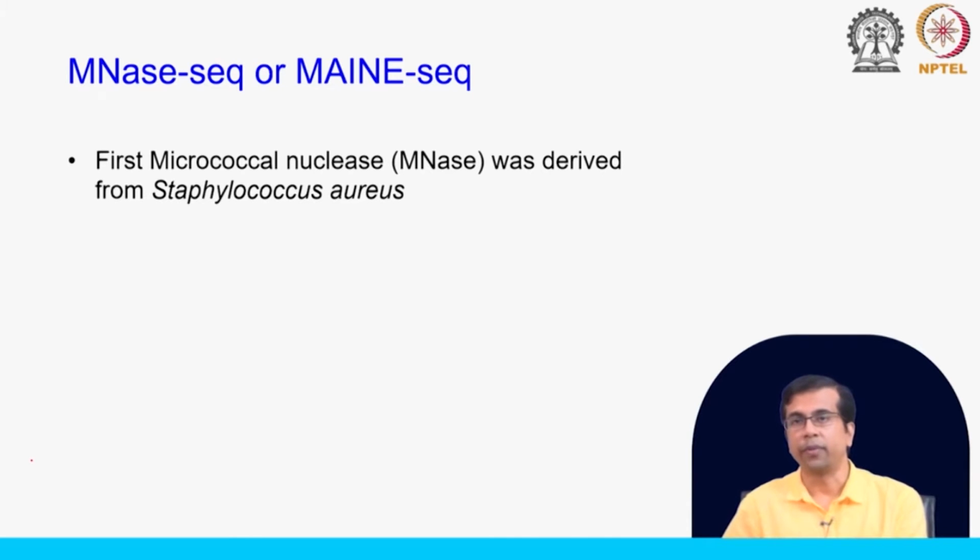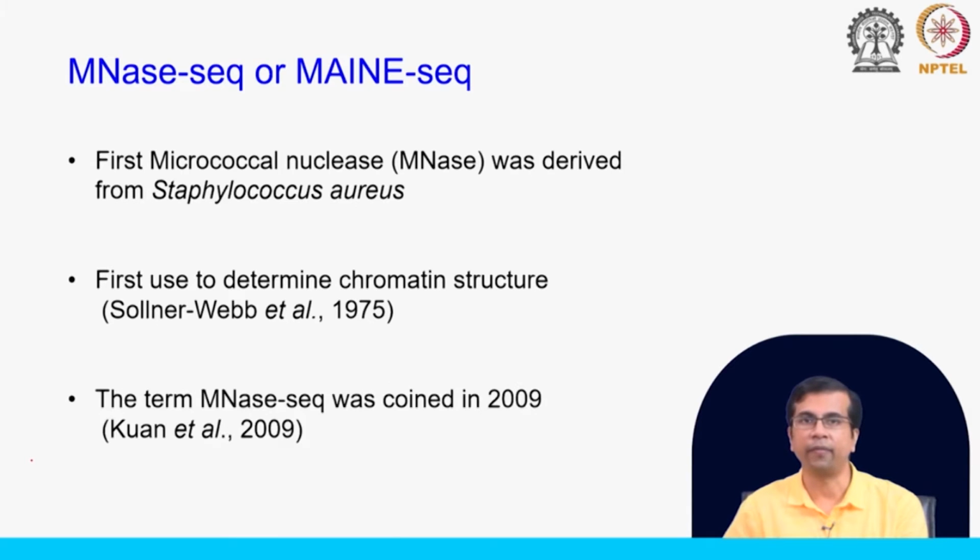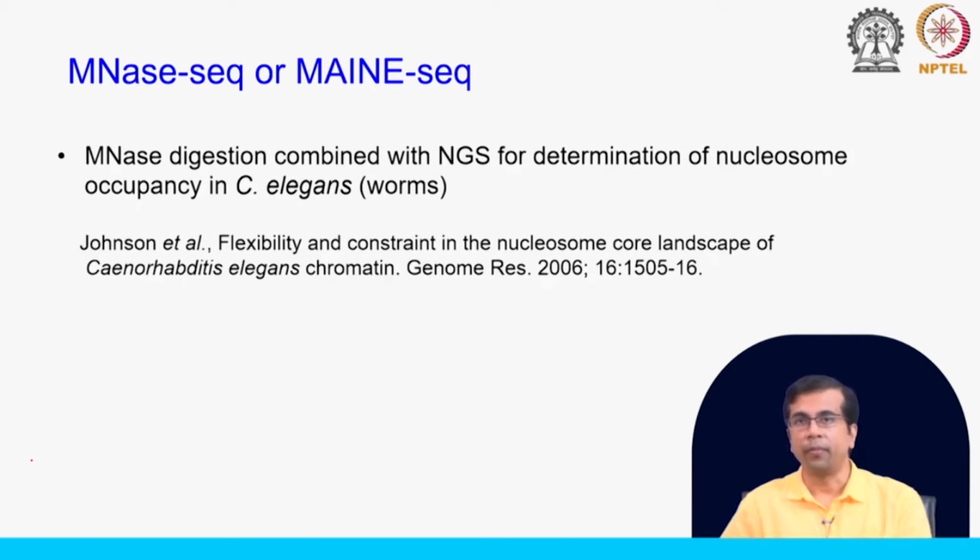Okay. So, just a very brief background about this MNase enzyme. Micrococcal nuclease was first derived from Staphylococcus aureus, and because of its properties it was used to determine chromatin structure way back in 1975, and the term MNase-seq was coined in 2009. MNase-seq was first employed for determination of nucleosome occupancy in C. elegans, in the worms. This was combined with NGS. Okay. So, here is the reference that you can look at.